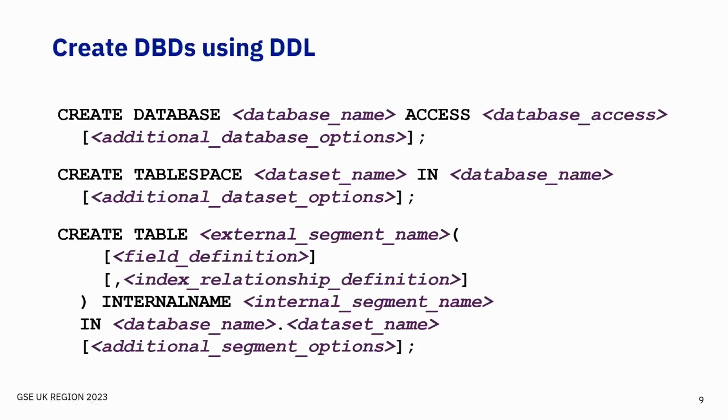This is sort of a high-level look at the create DBD syntax, if you will. So when you're creating a database, you say create database, you give it a name, you specify the access and other database options. The data set statement, you won't say create data set, you say create table space, and you specify the data set options in there. And then for each segment of that database, you have a create table statement, right? So this is how you would define DBDs in DDL in IMS, right?